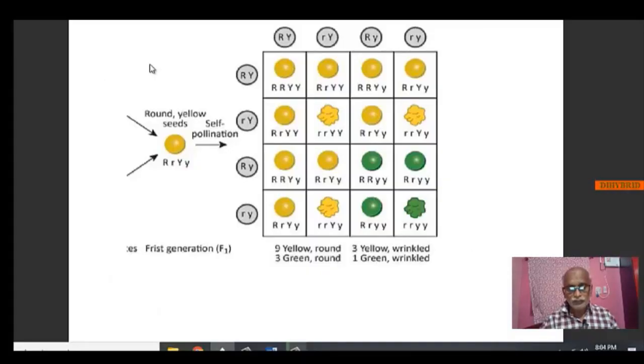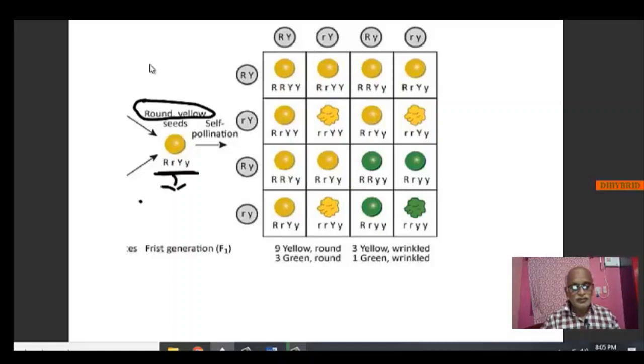We know that now he has raised the F1 generation, which is round yellow, and it is heterozygous. The first filial generation is showing the dominant character, but genotypically it also has recessive characters. But always in F1 the dominant characters will be shown as the phenotype. Externally it will be showing the dominant character.